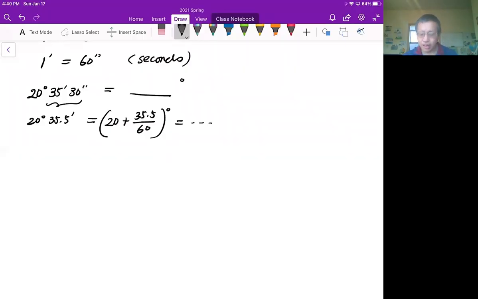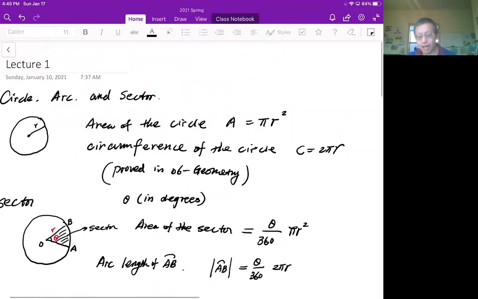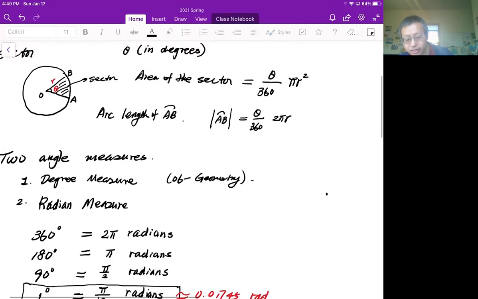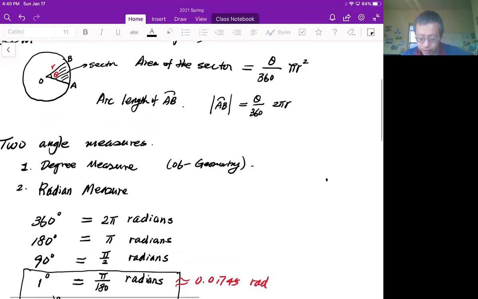Now I'm going to give you the two formulas in terms of, remember that. So for the sector, we have two formulas, right? One is for the area and the other one is for the arc length. But for these two formulas, the theta should be in terms of the degree measure. But what happens if the theta is in terms of the radian measure? What happens? Okay, so I'm going to rewrite the two formulas. So let's see what happens.